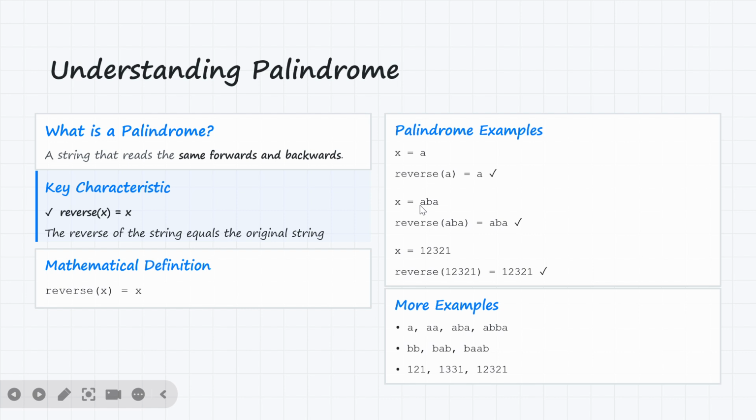So this is a palindrome. Also this one: 1 2 3 3 2 1. When we read it from the start, 1 2 3 3 2 1. When we read it from the last, 1 2 3 3 2 1. So this is the same. This is called a palindrome. Also there are more examples you can see.